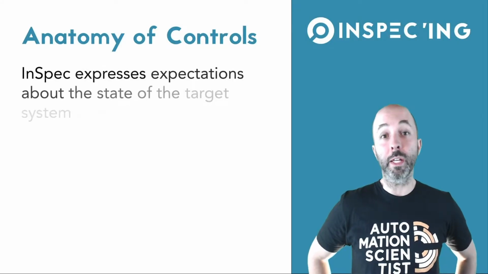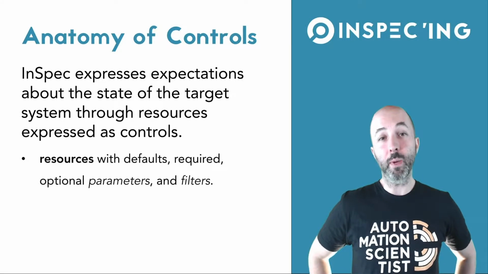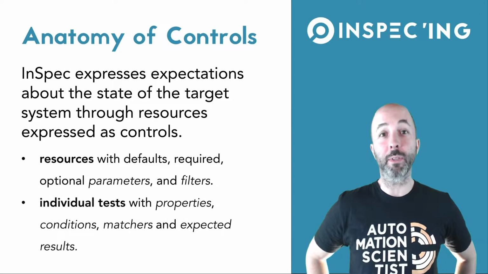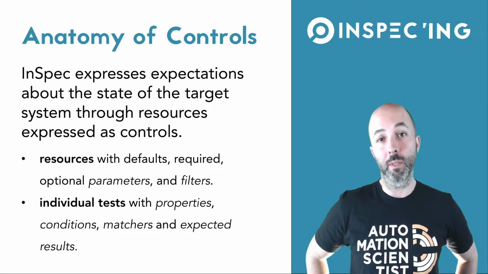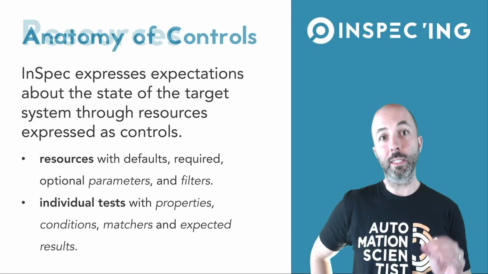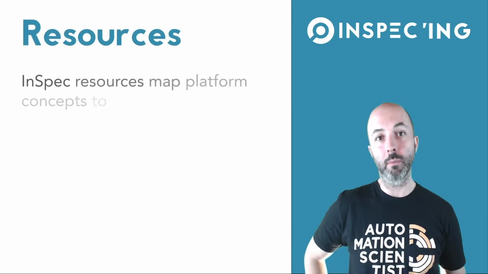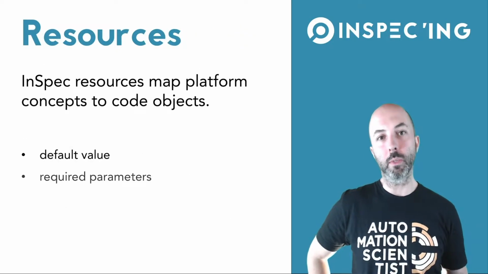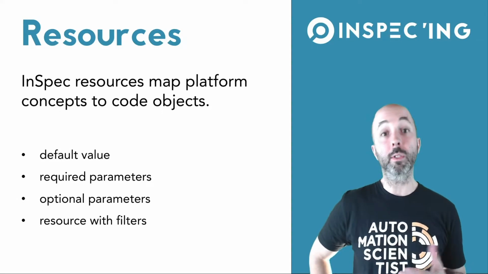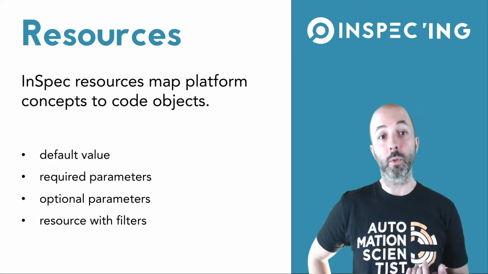Episode, we're going to focus on the anatomy of controls. So InSpec expresses its expectations about the desired state of the system through resources inside of these controls that we define. Now let's first look at resources, because resources have a lot of default parameters, optional parameters, and a bunch of other different features about it where you can filter on them.